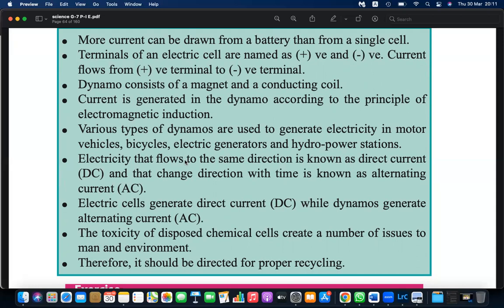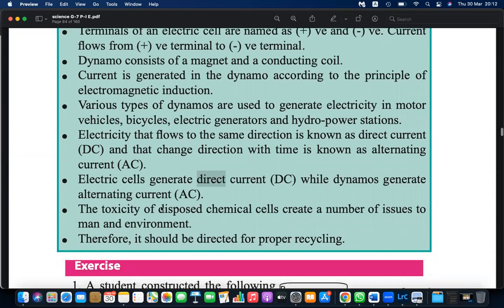Okay, dynamos generate AC current, whereas electric cells generate DC current, right? These chemical reactions generate DC, but this kinetic energy is basically forming AC. Therefore, it should be directed properly.